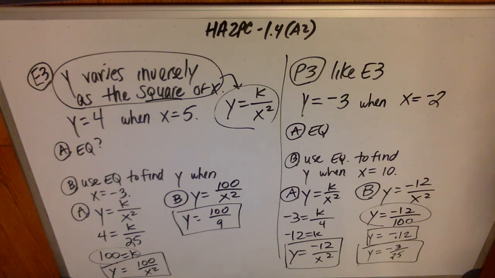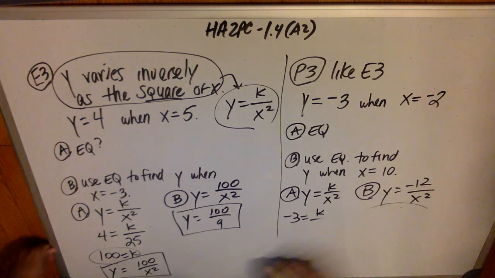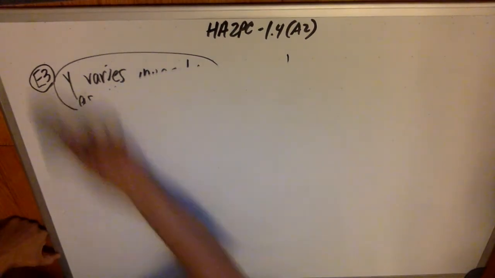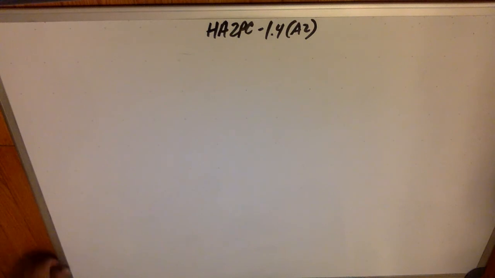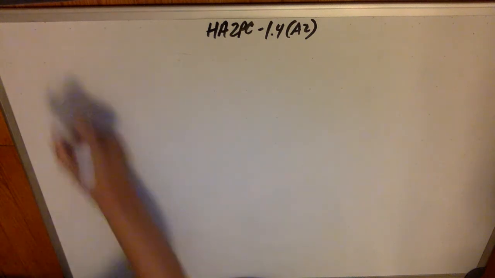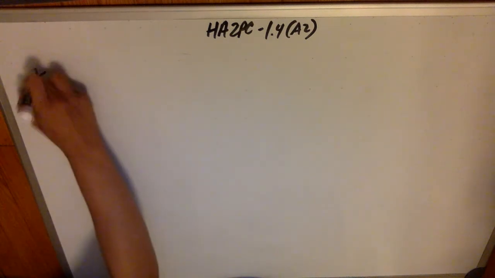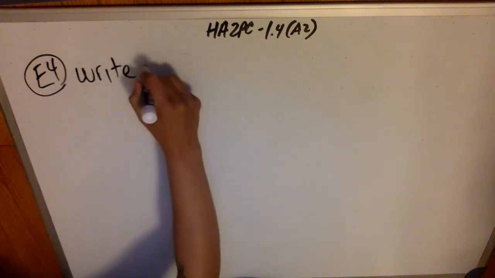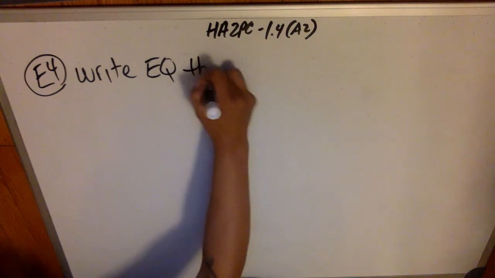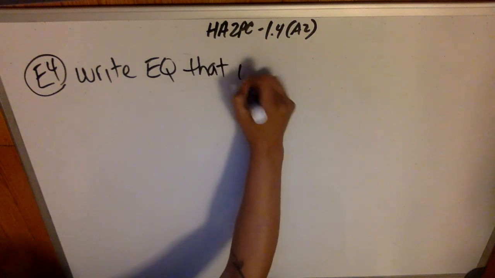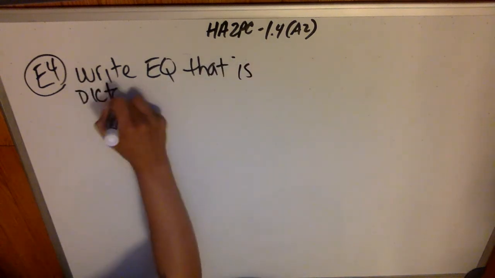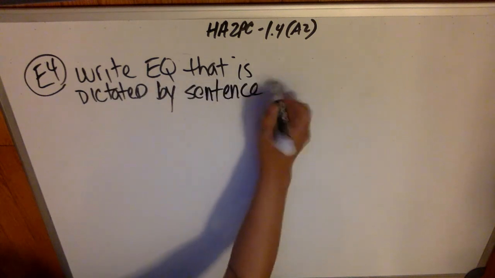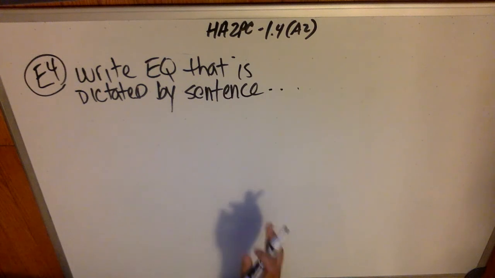Cool. All right. Last thing we're going to do before we talk about some other stuff is one example of how to write an equation where you're talking about combined variations. So, in example 4, my bad, we're just going to write the equation that is dictated by the sentence. We're not going to solve for k. We're just going to write the equation dictated by a sentence.